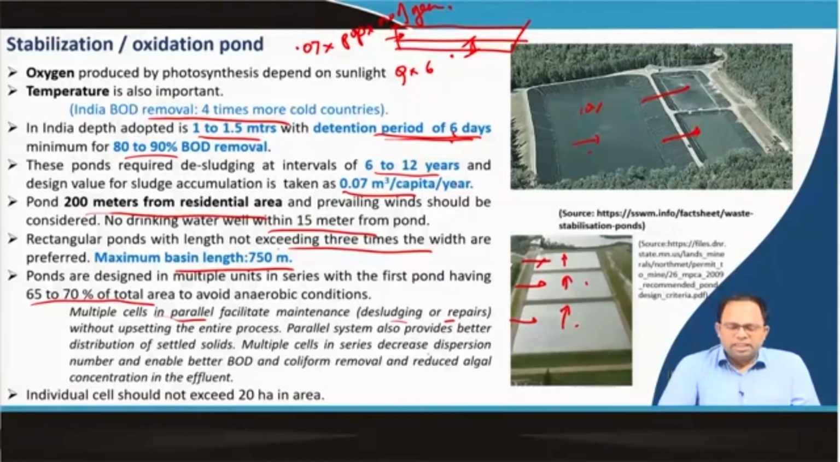But we can also have multiple cells in series, which decreases the dispersion number and enables better BOD and coliform removal and reduced algal concentration in the effluent. So, series are more effective in BOD removal and reduced algal concentration in the final effluent. In some ways series are better, whereas if we do a parallel treatment, then in terms of maintenance it becomes much easier. Individual cells also should not exceed around 20 hectares in area for this kind of stabilization pond.